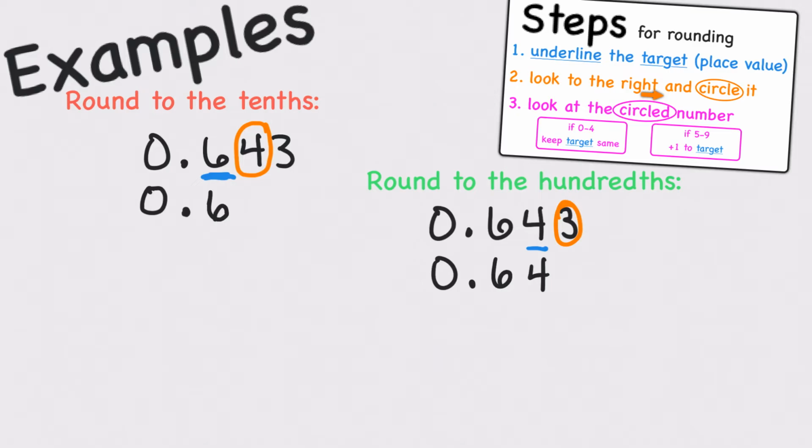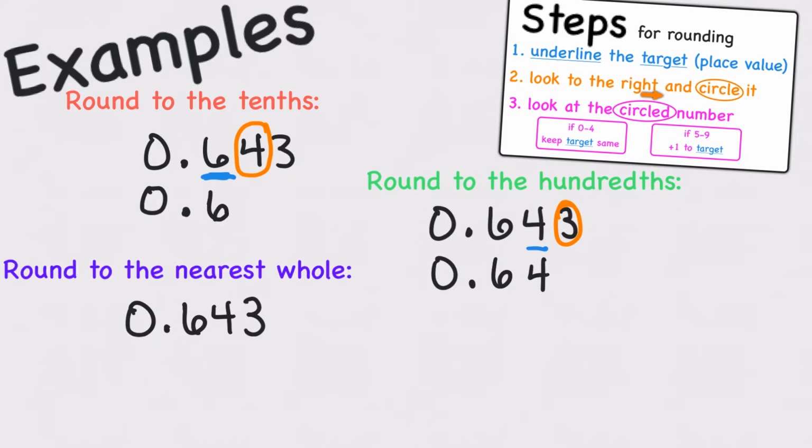And let's do one more example. So let's use that same number, 0 and 64 thousandths. But this time we'll round to the nearest whole. Now, nearest whole, what that means is the ones place. And let's go through our steps again. Step 1, underline the target, which is the place value we're looking for. So the ones place this time, we're going to underline the ones place. So I have tenths, hundredths, thousandths, ones. So I need to underline the 0 in this case.